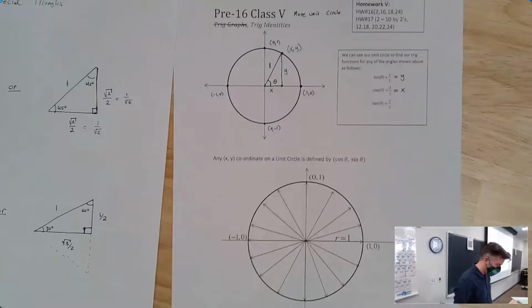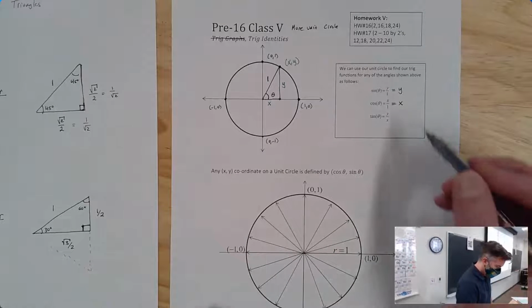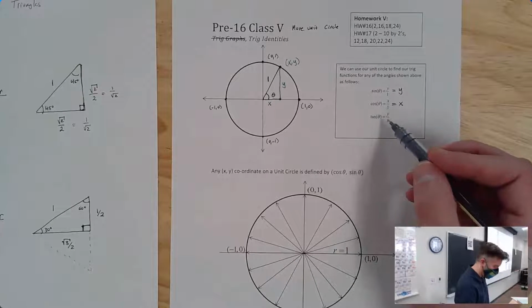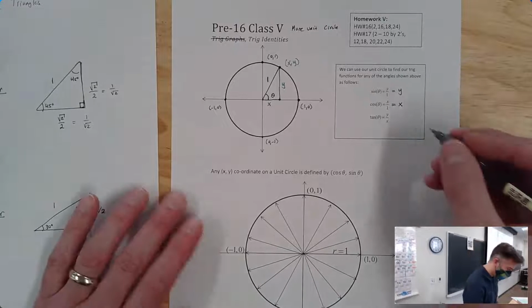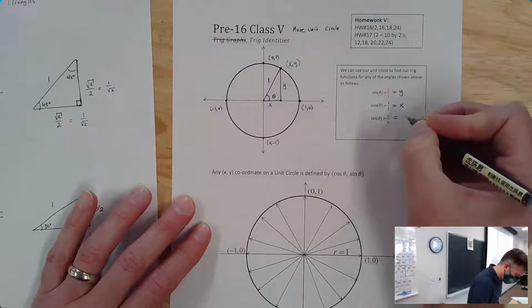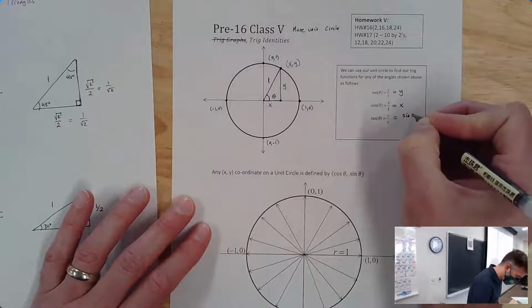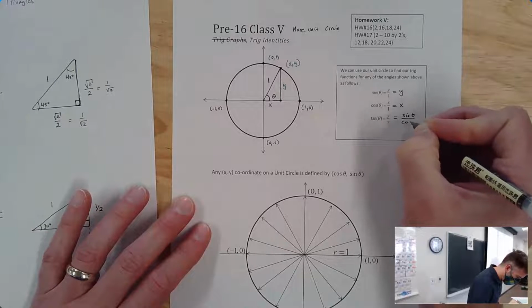So I want to not miss an opportunity here to mention that if you look at tangent of theta and see that it's y over x, well, what's y equal to? Sine of theta. And x is equal to cosine of theta. So it should not be too hard to see that, oh yeah, you can think of tangent of theta as sine of theta divided by cosine of theta.